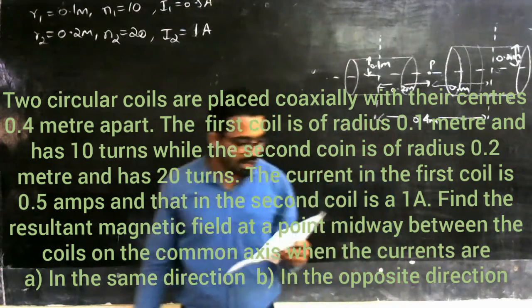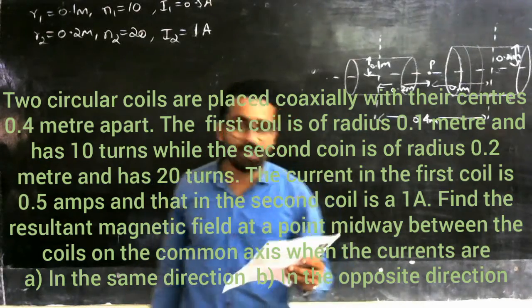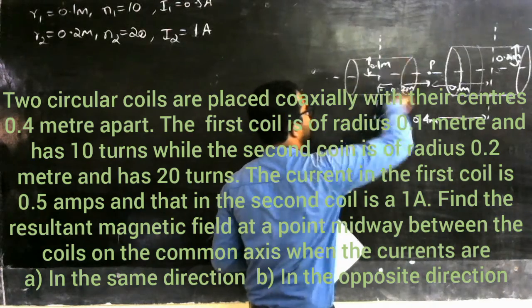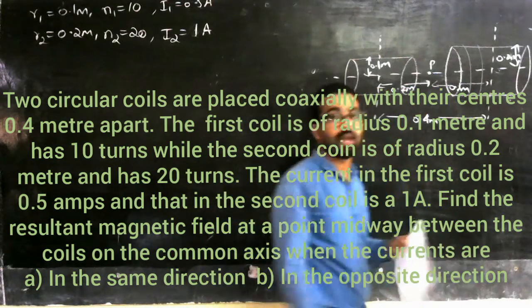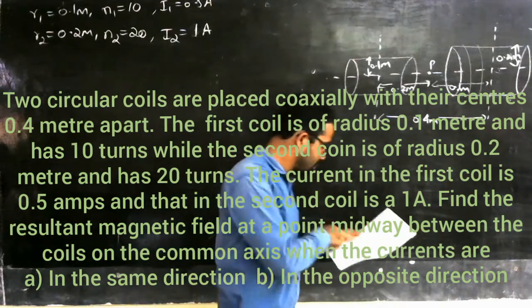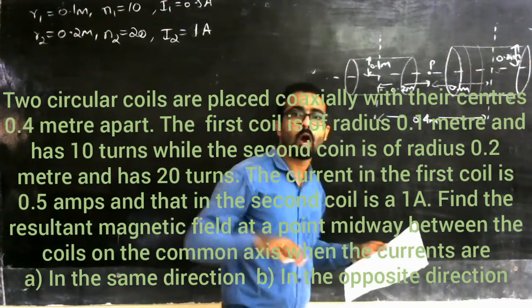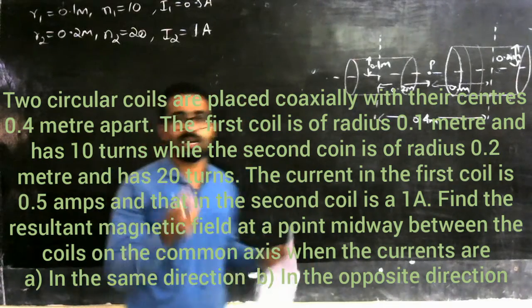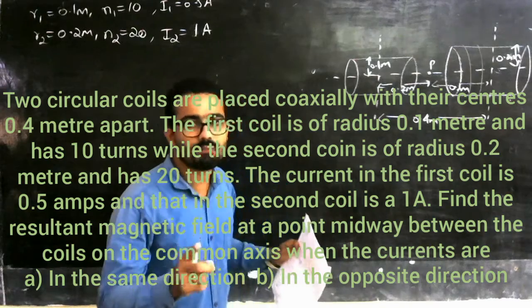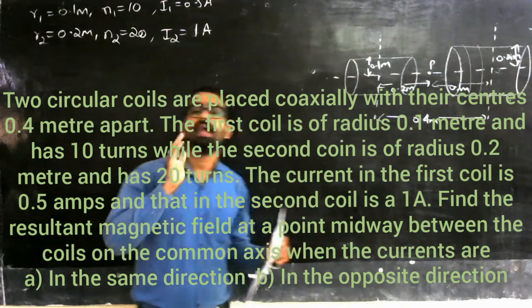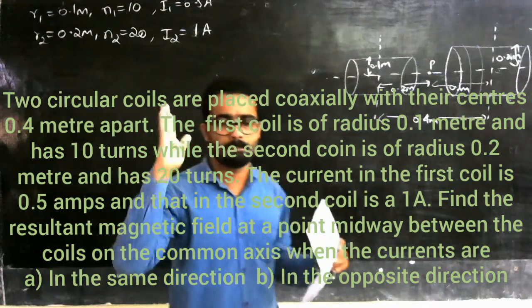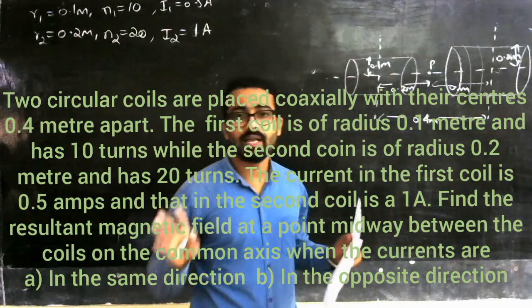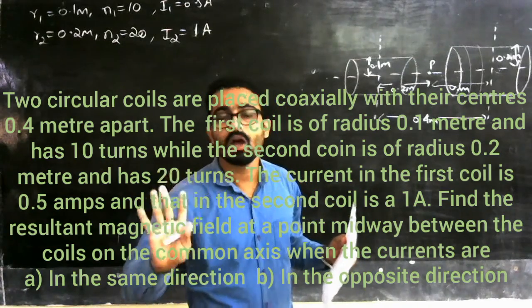So our intention is to find the net magnetic field when the current is flowing in the same direction, and the second condition, when the current is flowing in the opposite direction. We should have one general knowledge: when currents are flowing in the same direction, the direction of magnetic field will also be the same. When the currents are moving in opposite directions, the direction of magnetic field will also be opposite.